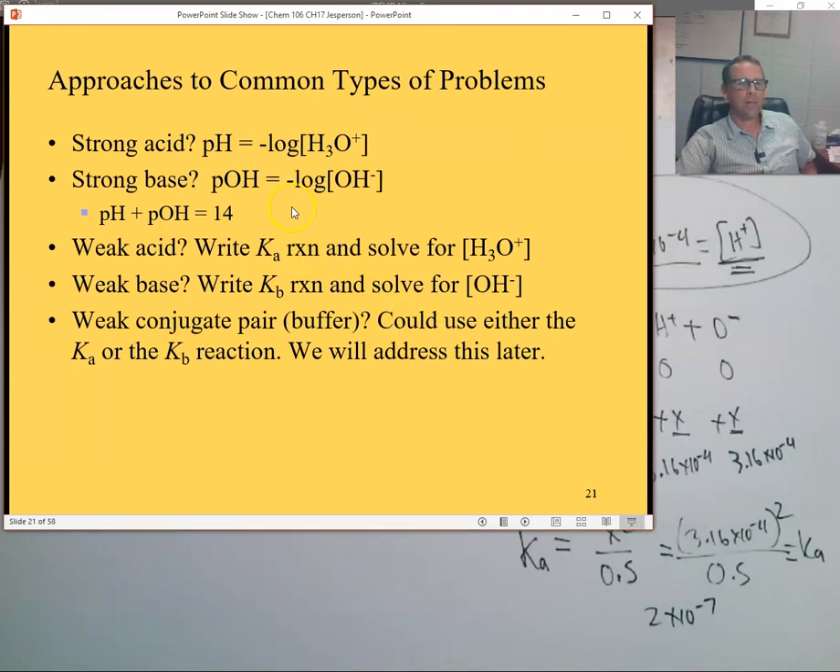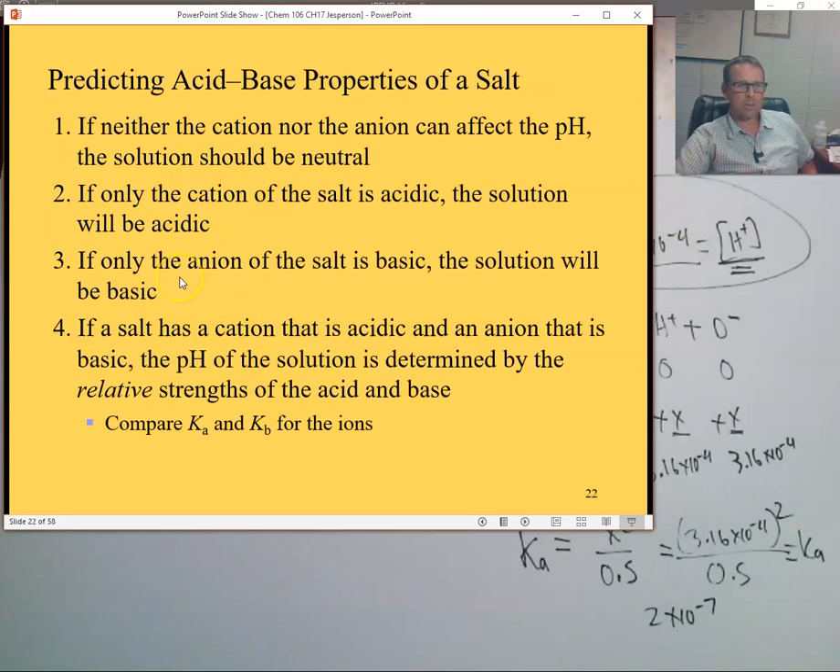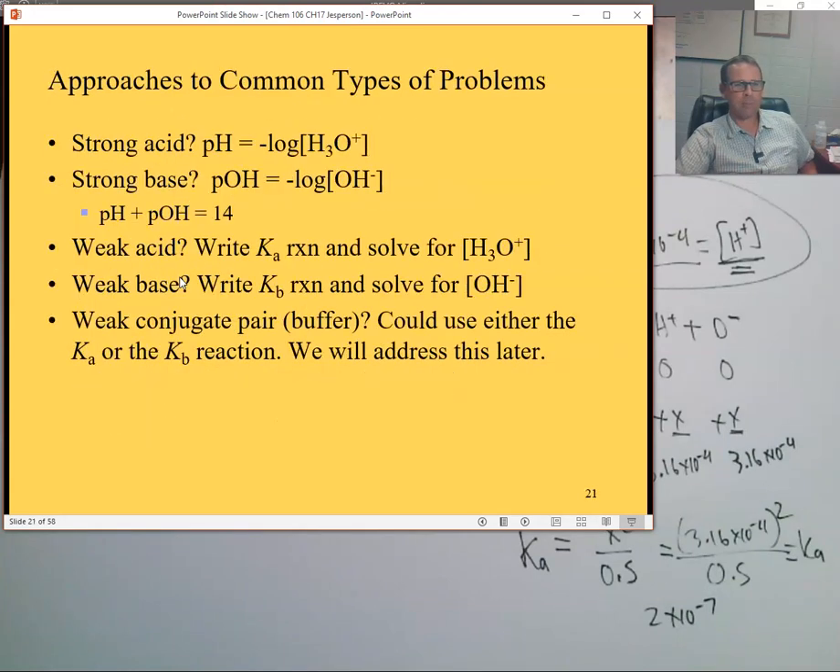Okay. I think this is a good place to stop because this slide here just gives us a review of what we do when we have strong acid, what we do when we have strong base, what we do when we have weak acid, what we do when we have weak base, and then what we do if we want to find the Ka or the Kb given any other sort of information. Okay, so that's where we'll stop.